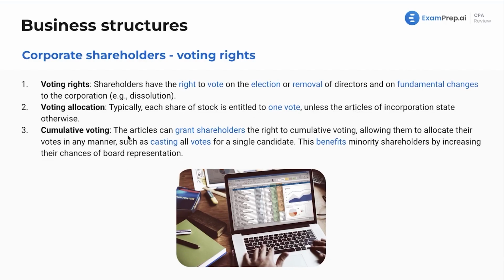And then cumulative voting. So the articles can grant shareholders the right to cumulative voting, allowing them to allocate their votes in any manner, such as casting all votes for a single candidate. This benefits minority shareholders by increasing their chances of board representation. Not too much importance here. Focus more on just the general points of how this works.